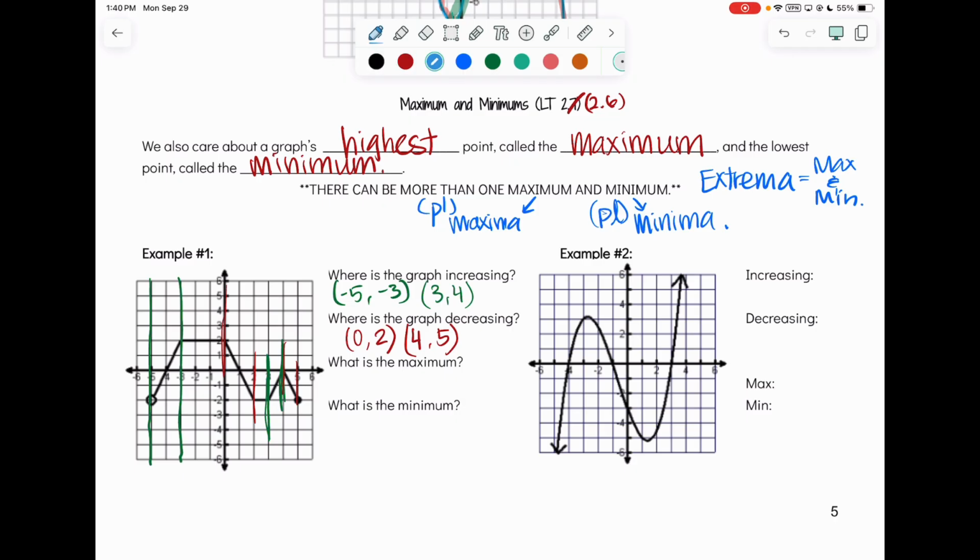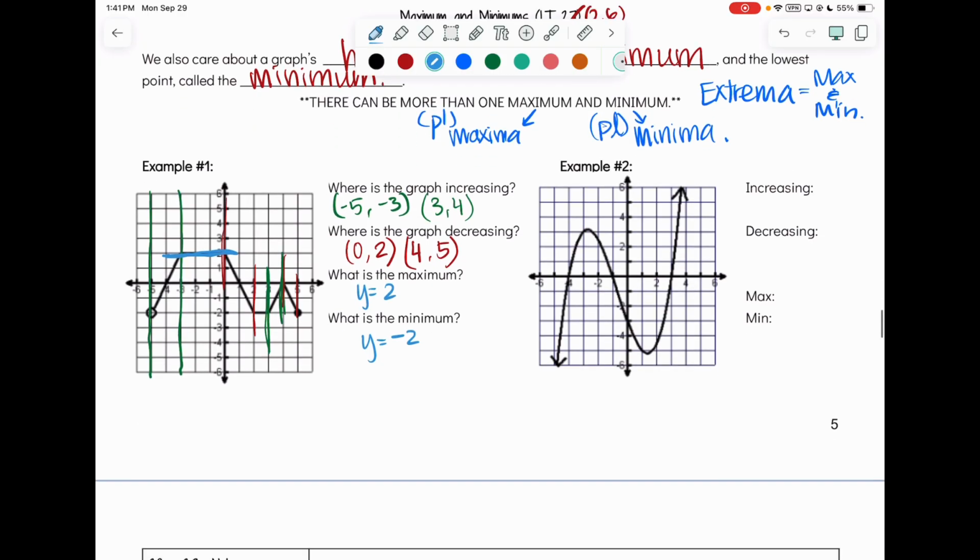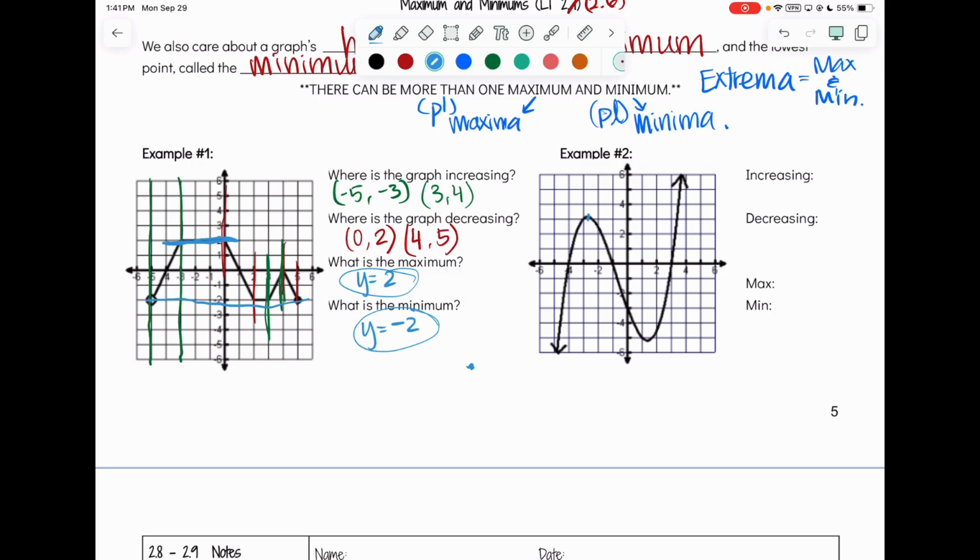What's the maximum? What's the highest point of this graph? 2. Y equals 2. What's the minimum? Y equals -2. You doing okay? But this one's a little different. Because they had multiple points for the maximum and minimum, we wrote it like this. But if it has a certain point, we write it as a point.